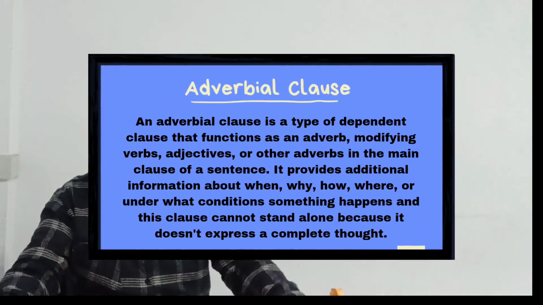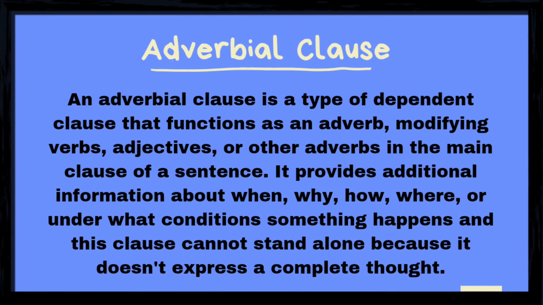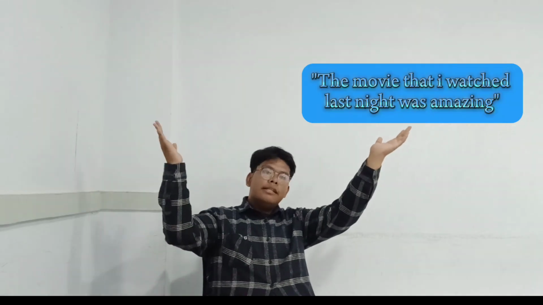The next is the adverbial clause. Do you know, guys, what an adverbial clause is? An adverbial clause is a type of dependent clause that functions as an adverb. It modifies verbs, adjectives, or other adverbs in the main clause of a sentence. It provides additional information about when, why, how, where, and under what conditions something happens. This clause cannot stand alone because it doesn't express a complete thought. This is the first example, and this is the second example.